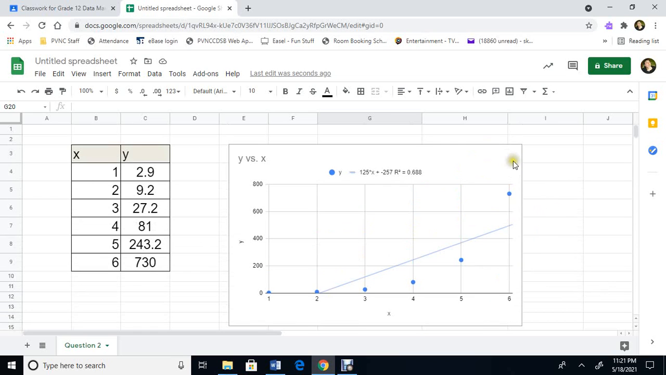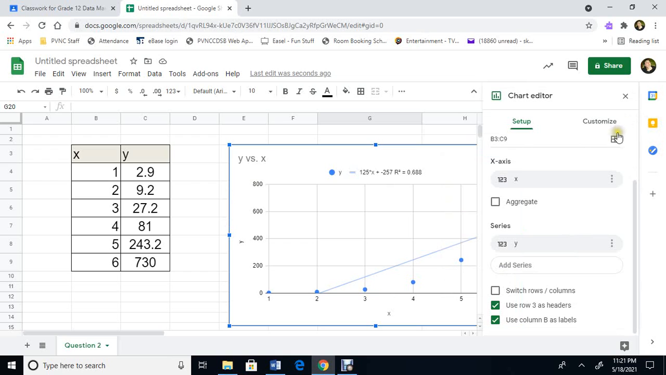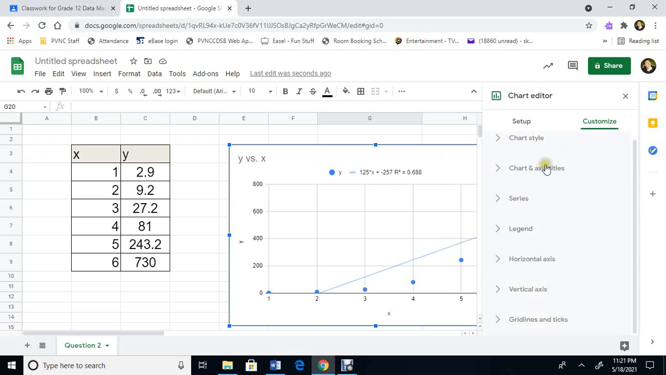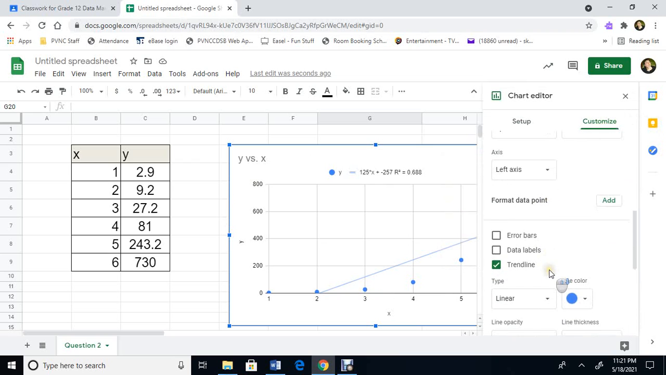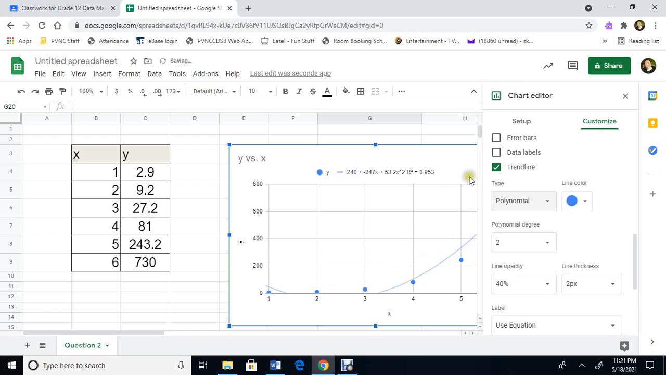Now we're going to go over here and edit the graph. Okay, we're at the chart here. This is actually a graph. Go to Customize. Again, we're going to go down and find the series here, and this time we're going to switch from linear to polynomial. Okay, and now we have a different equation here, so we can close this.